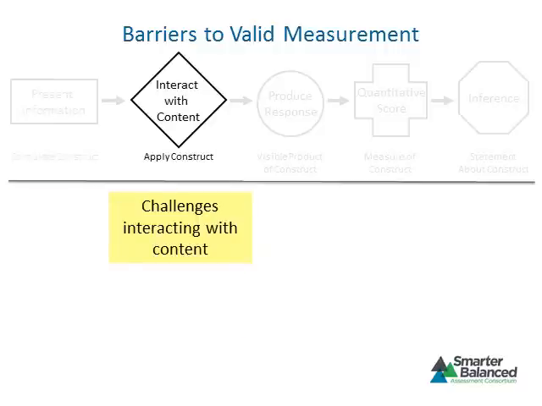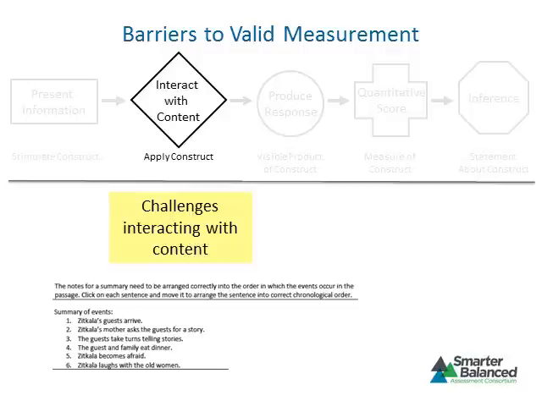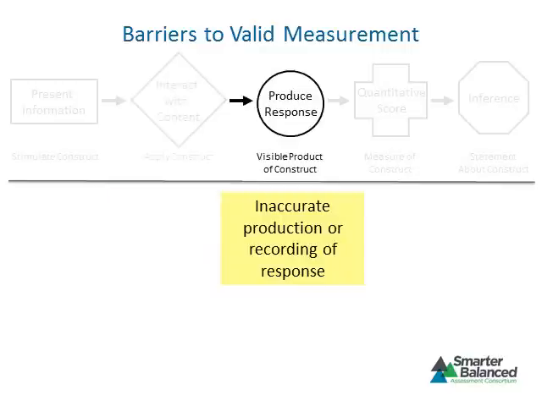A second challenge can occur when students have difficulty interacting with or manipulating content as they work on the item or task. As a few examples, a student with fine motor skill challenges may have difficulty using a mouse to manipulate content in an interactive item. Or a student who has a vision challenge may have difficulty comparing information presented in a table with information presented in a graph.